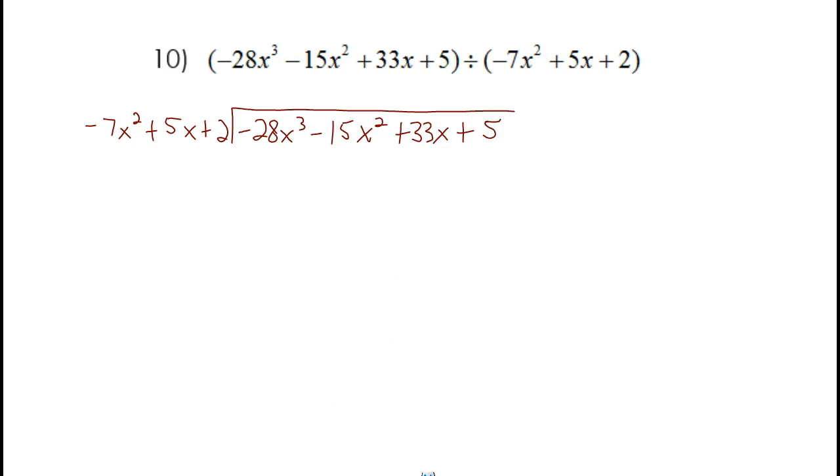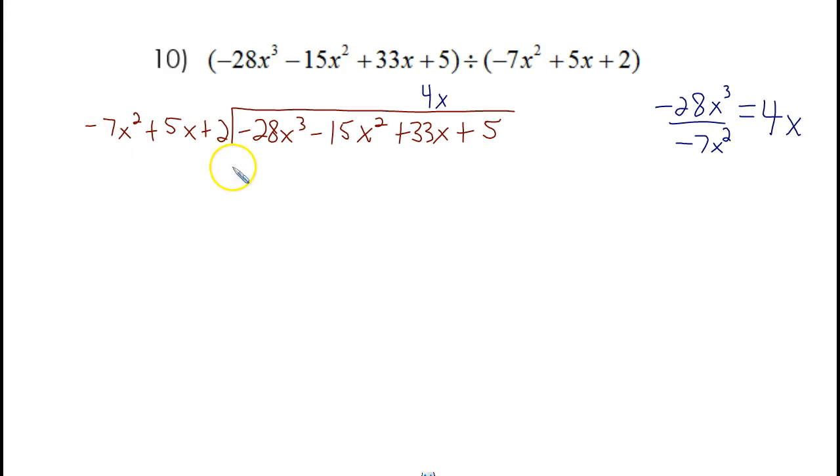Remember, we focus only on the first terms when we divide. Negative 28x to the third power divided by negative 7x squared. Negative divided by negative is positive. 28 divided by 7 is 4. x to the third divided by x squared is x. So we divide negative 28x to the third by negative 7x squared to get 4x. I line it up over the appropriate spot here, the third term in, which is right here.